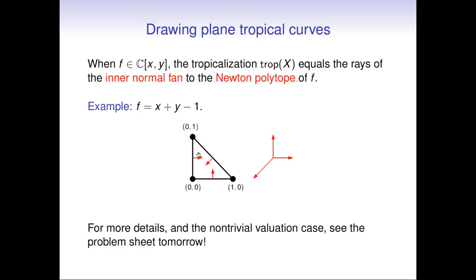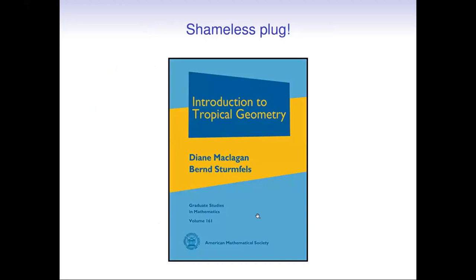So maybe let me finish the formal part of the talk with a shameless plug, which is that everything I've talked about this week is a subset of my book with Bernd Sturmfels, Introduction to Tropical Geometry, which is published by the AMS. So more detail there, but I also have a few survey papers. I think there's one called Introduction to Tropical Algebraic Geometry, which you can find also on the arXiv.